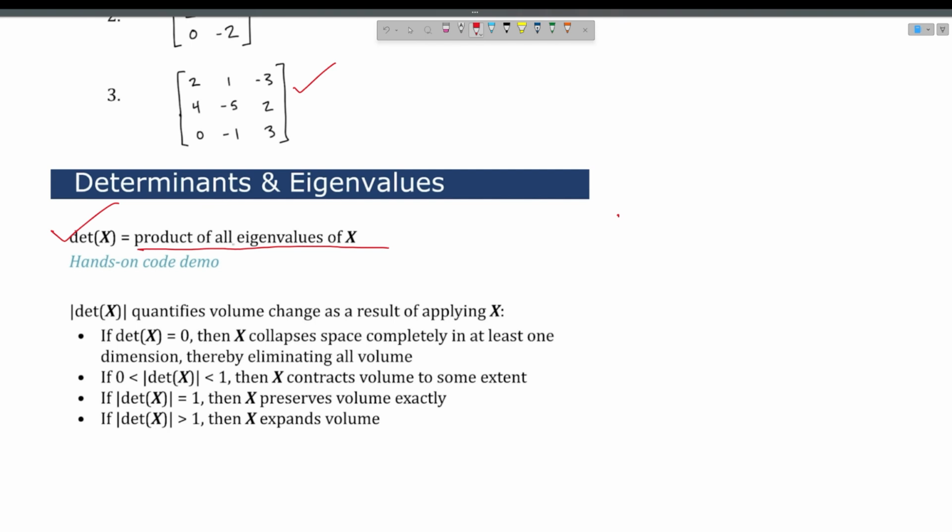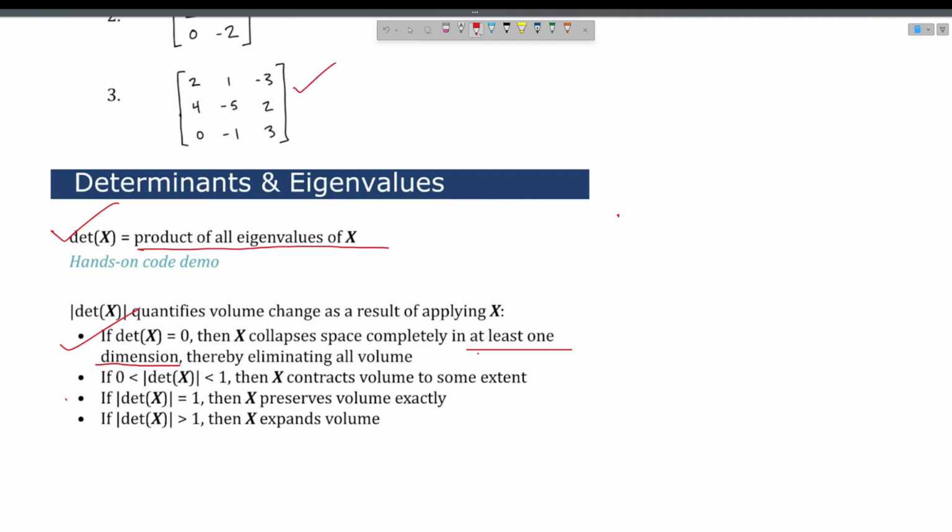But here you see, the determinant of a particular matrix will be the product, the multiplication, of all of the eigenvalues of that matrix. That means if you just have the eigenvalues, we will easily get the determinant. We just don't need to look for them. That's the process. And if the determinant of some matrix is 0, that means that matrix collapses space completely in at least one dimension. Okay, we'll see what happens.